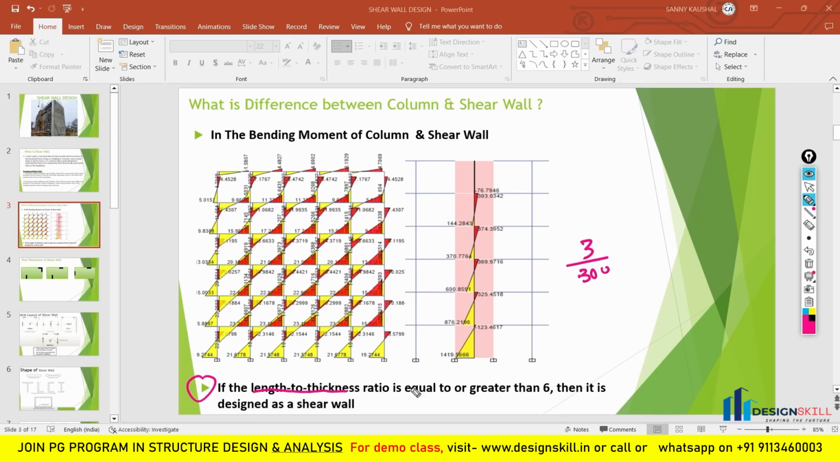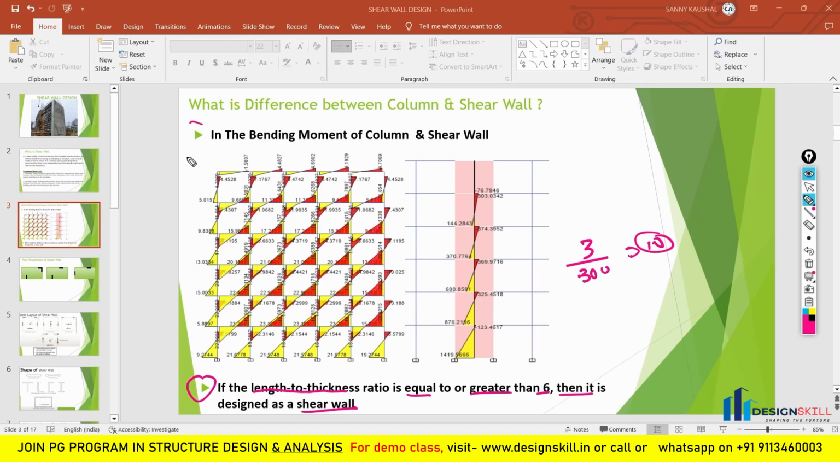If you take the ratio of length to thickness, and the ratio is equal to or greater than 6, then we can design that element as a shear wall. If you divide it and it comes to 10, then you will design that part as a shear wall. This is not a technical difference, it is just an appearance difference. If you get a scenario where the length is 3 meters and the depth is 300 mm, you can design that as a shear wall, but technically this is not validated.